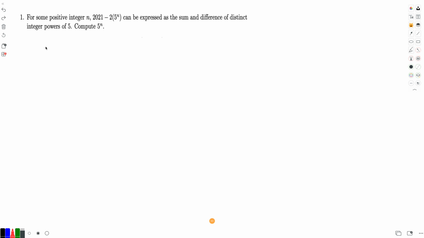This is problem number 1 over here. It states that for some positive integer n, 2021 minus 2 times phi to the n can be expressed as the sum and difference of distinct integer powers of phi, and we want to find phi to the n. Now, first thoughts: when we see integer powers of phi, we want to think base phi representation, because in base phi representation we get powers of phi.